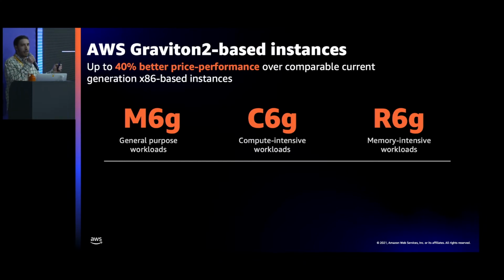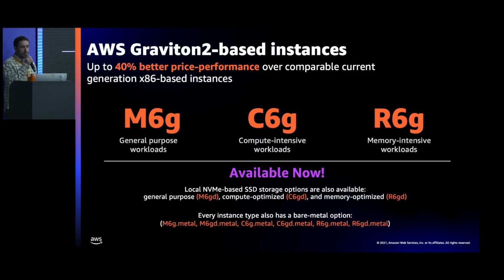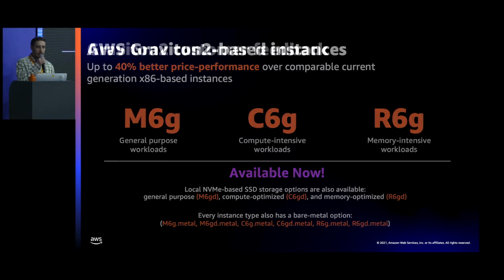There's a lot more instances than just these. It's a little bit of an older slide. They have, I think, 12 different instance types that you can choose from. These are just the first ones that came out, I think, a couple years ago. Along with those instance types, they also have ones with the NVMe-backed storage on them, as well as bare metal options on the Gravitons.